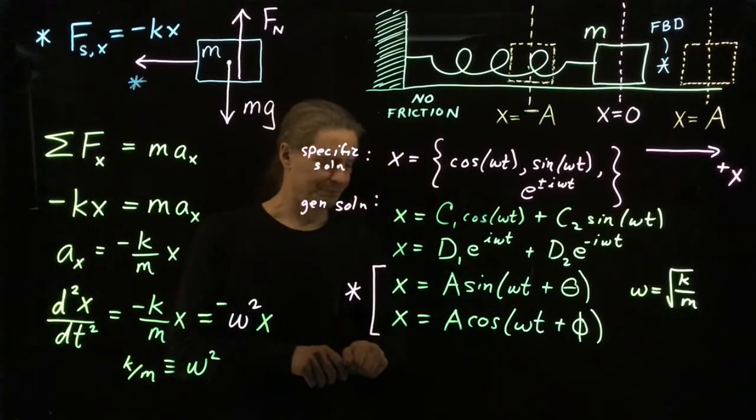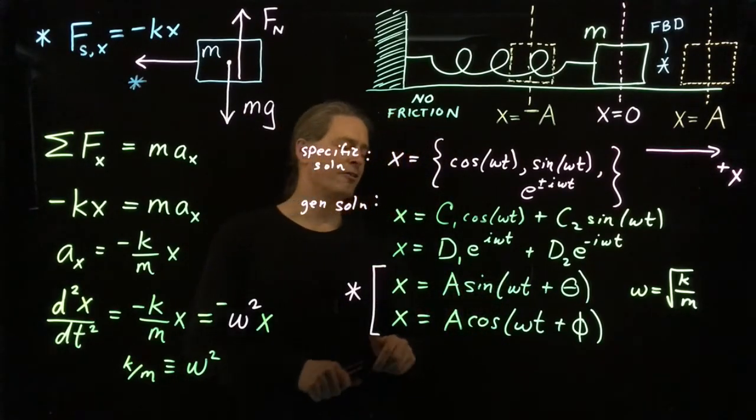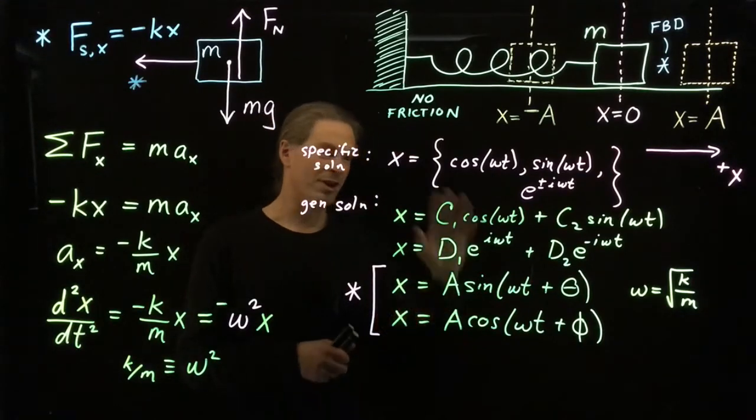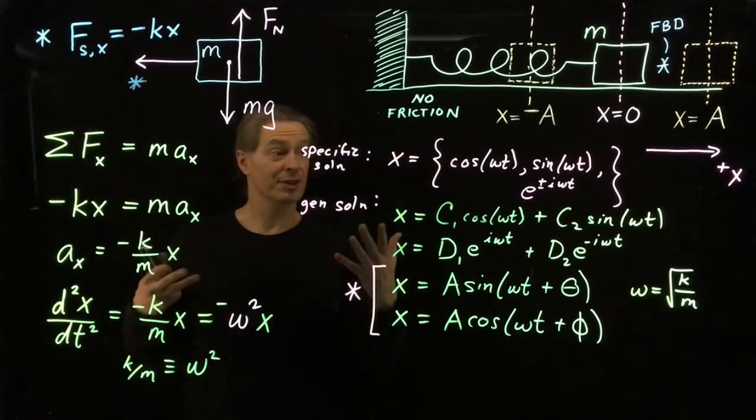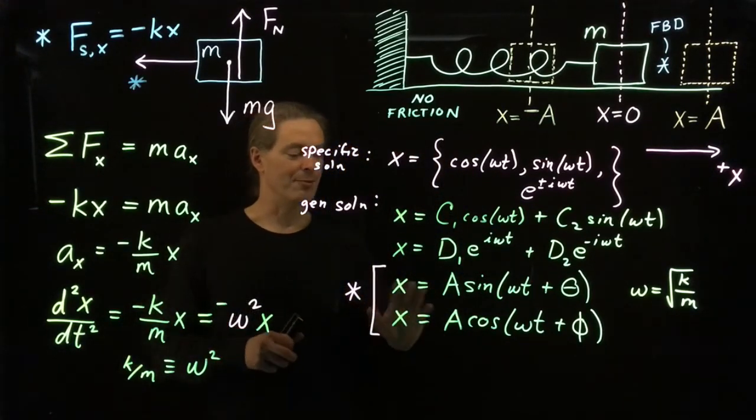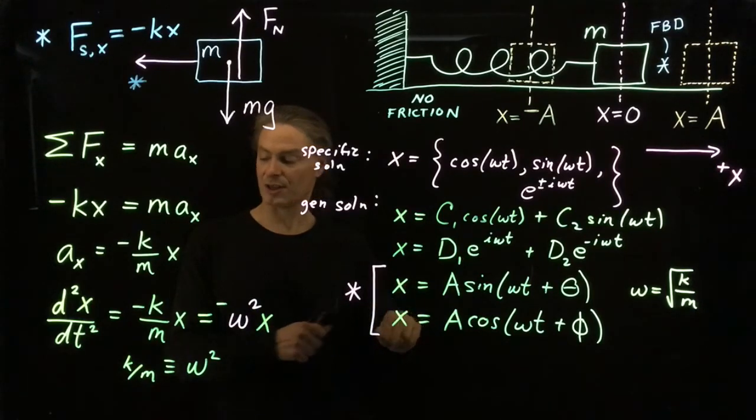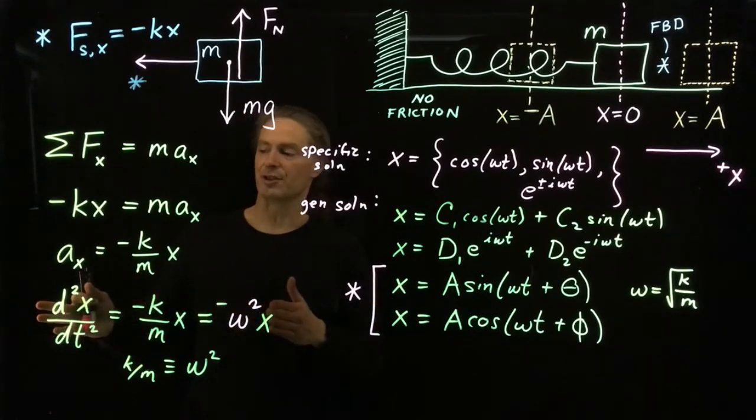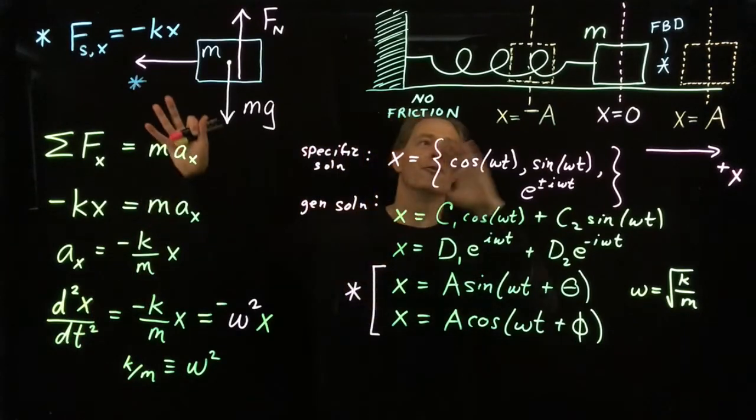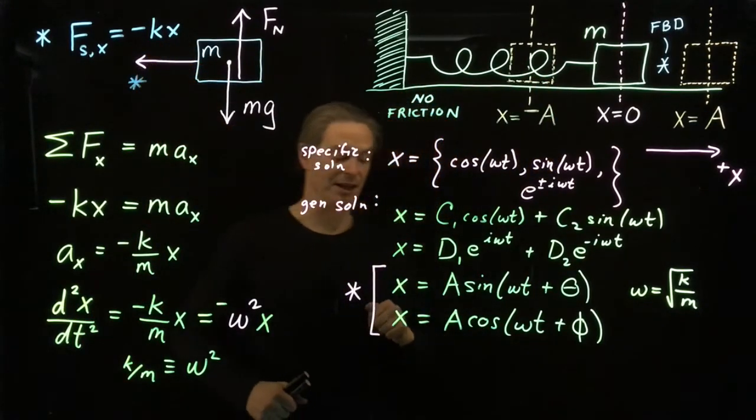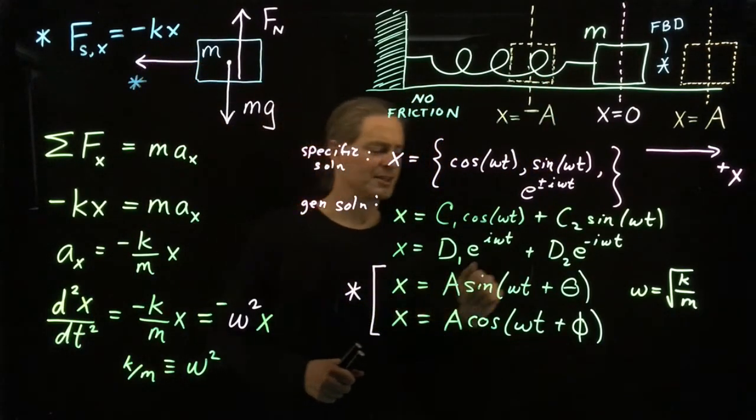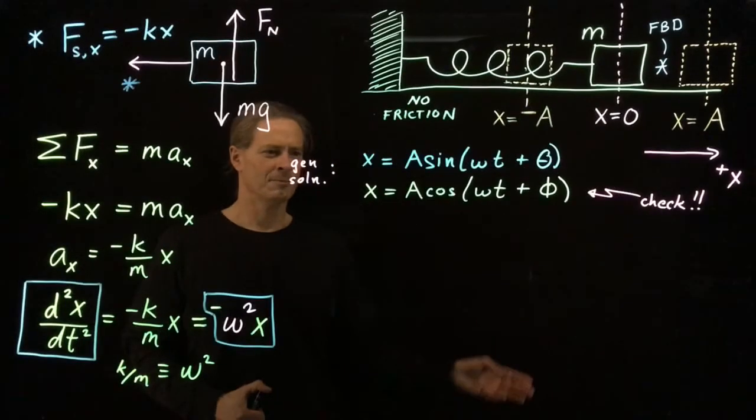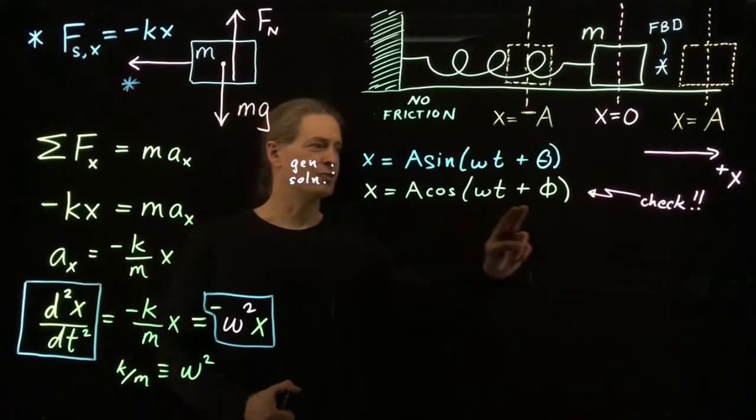All right, so what we should do next is verify that one of these, at least, is a solution. Go through the exercise of checking that when we take two derivatives of this function, it satisfies this differential equation that we obtained from using our Newton's second law analysis. So let's do that now. Let's check this form of the general solution.